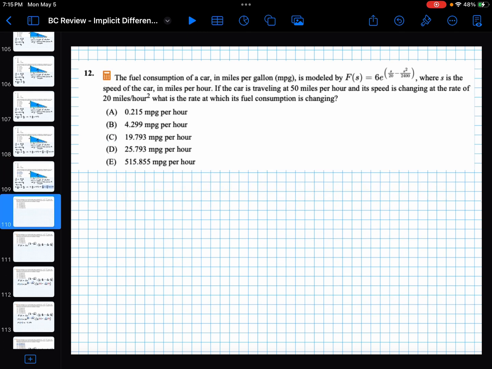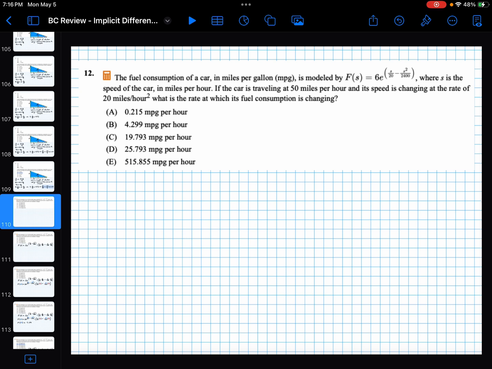Question number 12. This is a tricky one, and I need to warn you, because of that calculator icon right there, it definitely is something that could trick students into thinking that they just put this in y1 and they use x instead of s, and then they can use math 8 on their calculator and take a derivative of this. But it's not that simple.